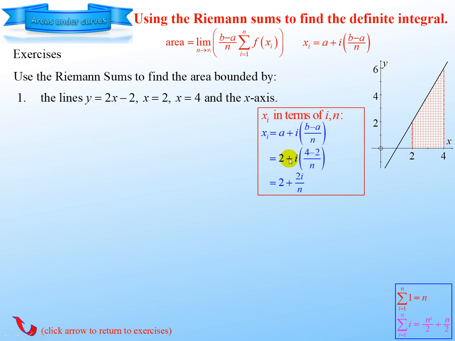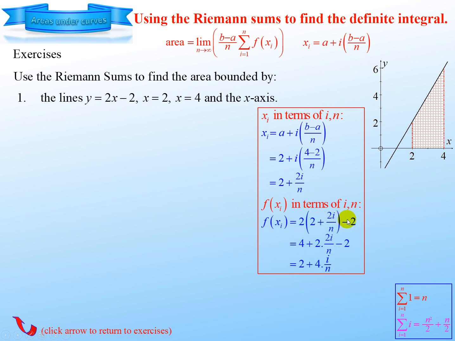So a plus i into b minus a over n, so therefore 2 plus i into 4 minus 2 all over n, giving me 2 plus 2i over n. Now I need to find f of xi. So I'm now going to take that and substitute it into the equation. f of x equals 2x minus 2. There are twice that minus 2. That coming from there simplifies to 2 plus 4i over n.